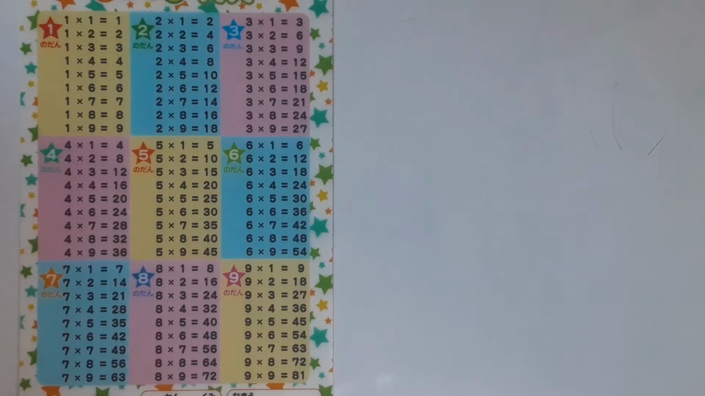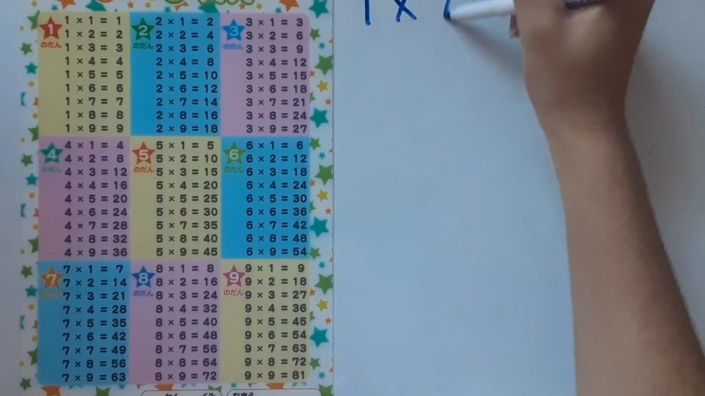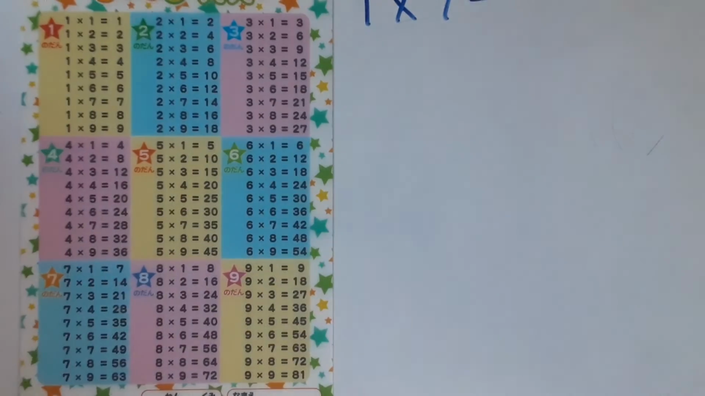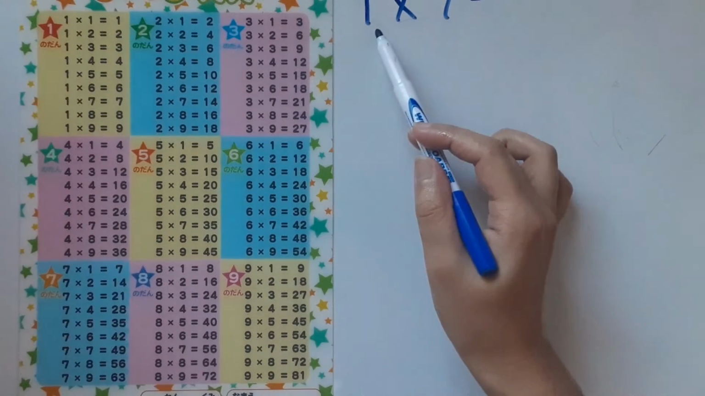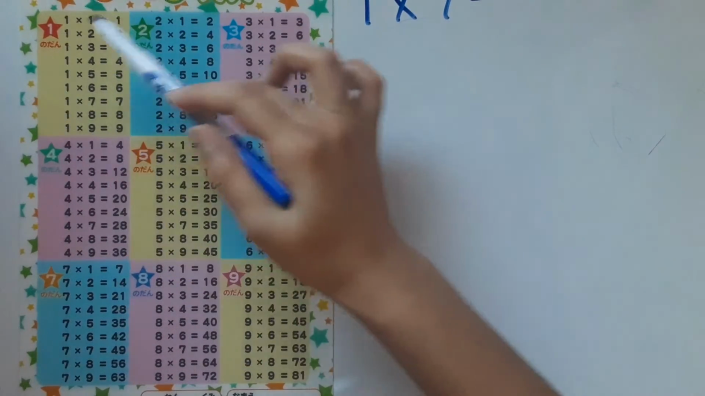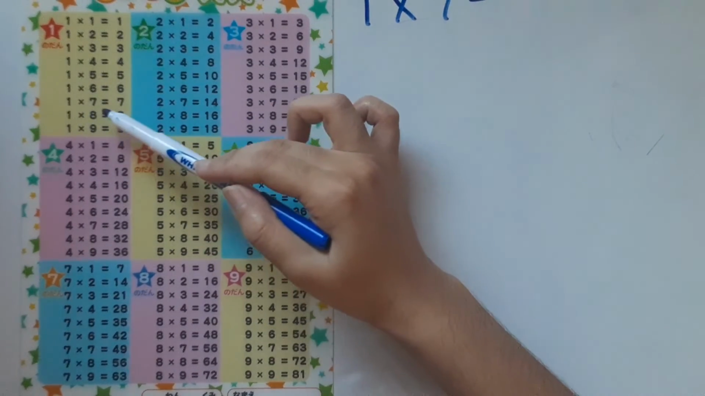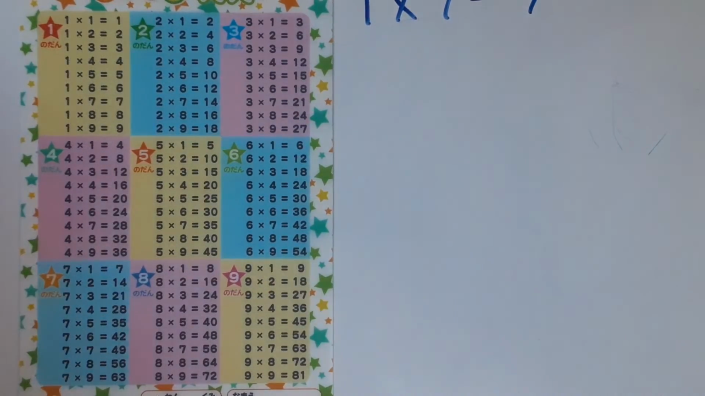Let's do an example using this chart. Let's say we want to do 1 times 7. Well, instead of drawing out an array and using blocks to count up to 1 times 7, we can use this chart and find this somewhere on this chart. Our first number is 1, so we'll look in the 1 area. We're multiplying it by 7, so we'll go down to 1 times 7. 1 times 7 equals 7. As we learned in the last video, anything times 1 equals that number.